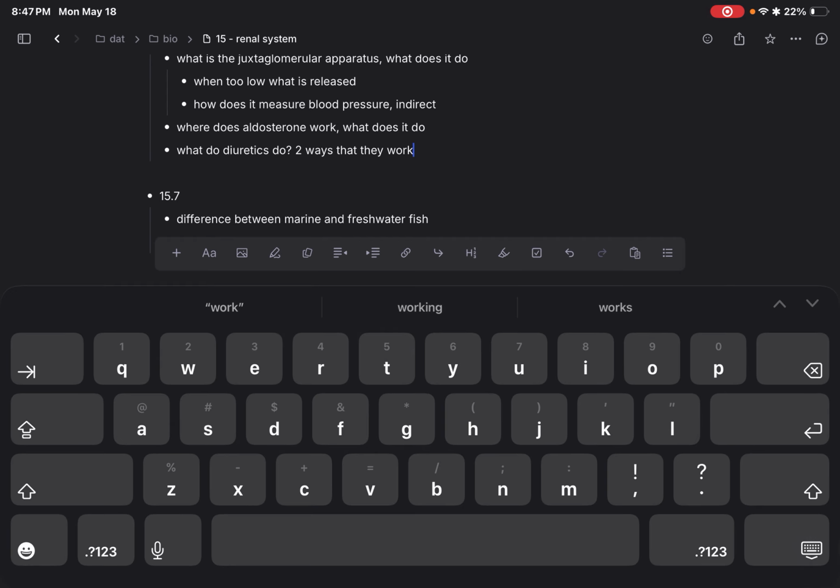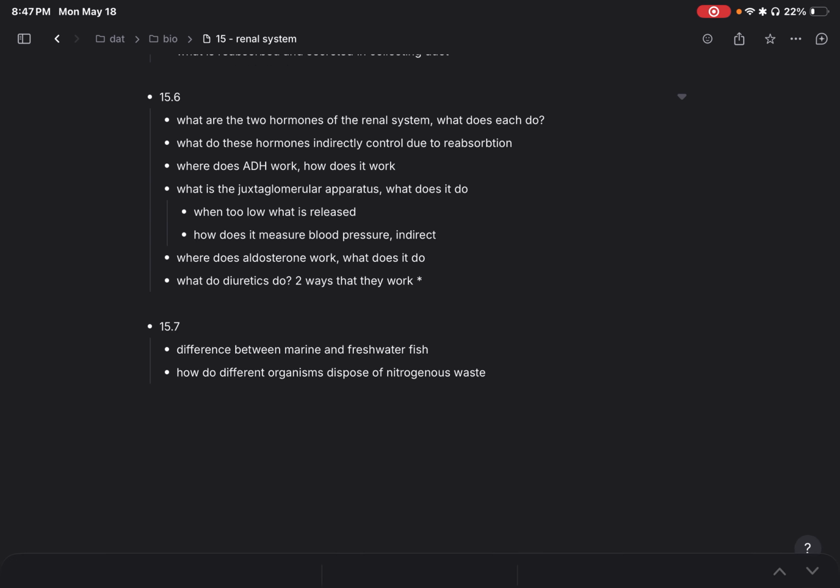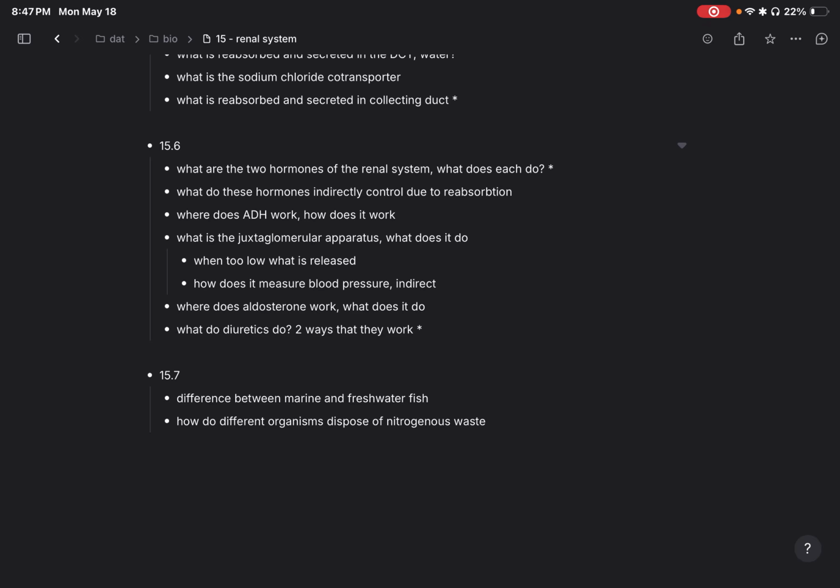Difference between marine and freshwater fish. So marine fish are in salty conditions. Therefore, they are hypotonic compared to the environment. That means the water wants to leave the fish into the water to balance the concentration. So that's not good. That makes marine fish want to hold on to more water and reabsorb more water. So they're going to pee highly concentrated urine, and they're going to drink a lot of water.